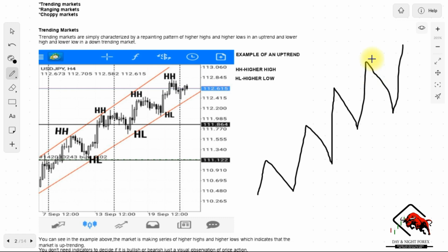What do we mean by higher highs? Let's say the market started off right here, coming down from somewhere there. As soon as it turned around, it started making higher highs and higher lows. This is a higher high, and then this is a higher low. As you can see, the market is moving higher. As it moves higher, it makes new higher highs, and when it does its retracements, it's also making new higher lows.